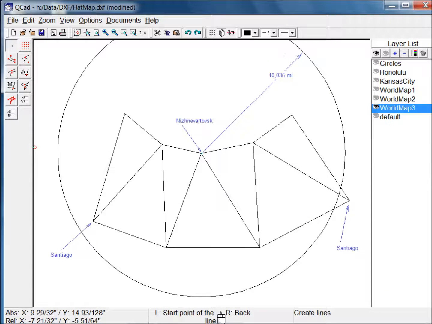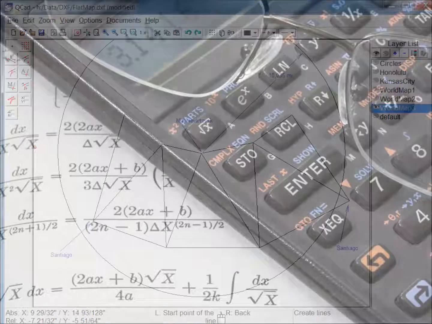Now it has other problems too. The distance between Nizhny to Santiago is 10,035 miles. Now plotting that as a radius on the map, it overshoots on one side and undershoots on the other. So the map isn't even consistent with itself.